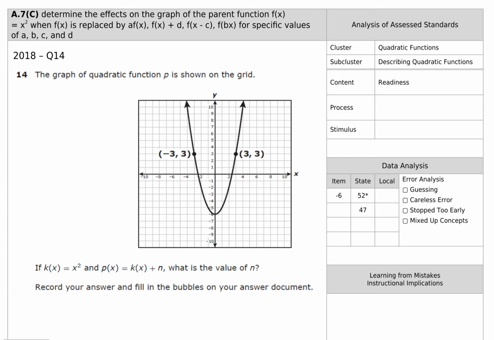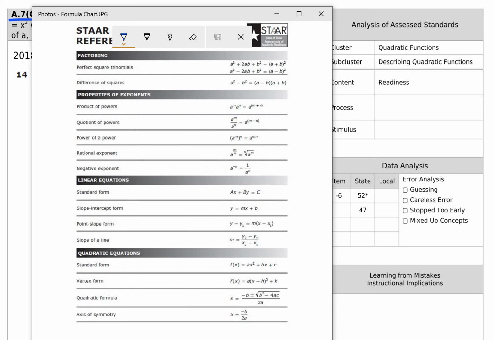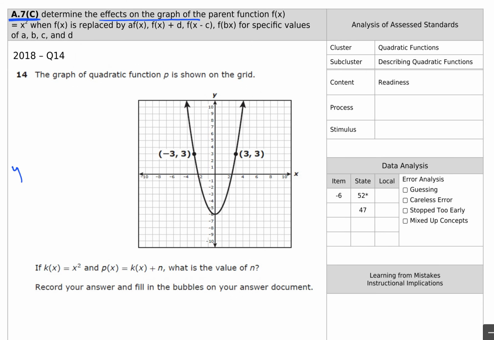Okay, getting ready for the STAAR. We're on TEK A.7C, which is about effects on the graph of quadratic functions. In order to do this effectively, we want to take a look at the STAAR formula chart at the vertex form, which is shown here. We can copy that onto our paper. Y is equal to a(x minus h) squared plus k.